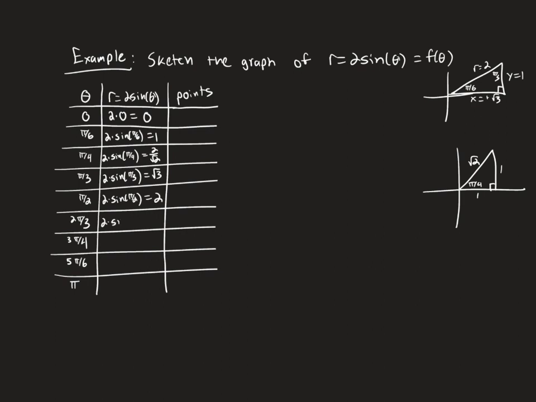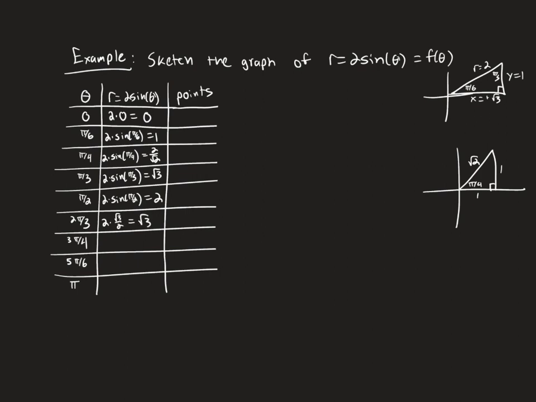2 times sine of 2 pi over 3. Right? I'm running out of room, so I'm going to just write the answers here. So 2 times sine of 2 pi over 3 is the same as sine of pi over 3, because of symmetry. All right? So sine of pi over 3 is root 3 over 2. So this is just root 3.